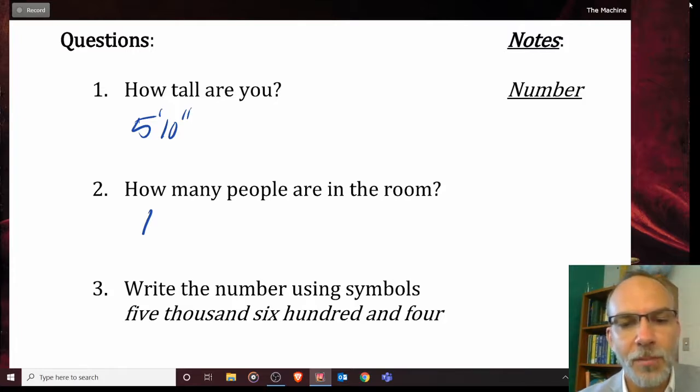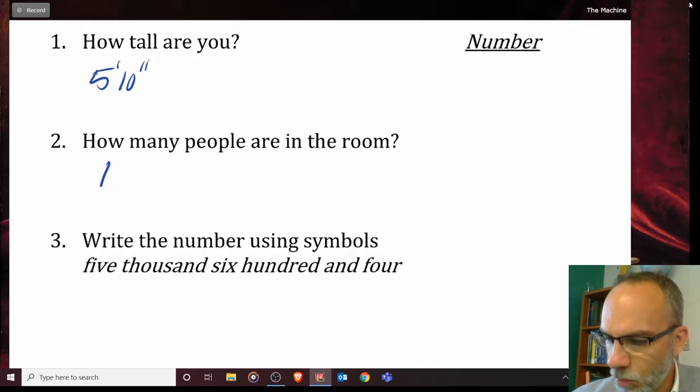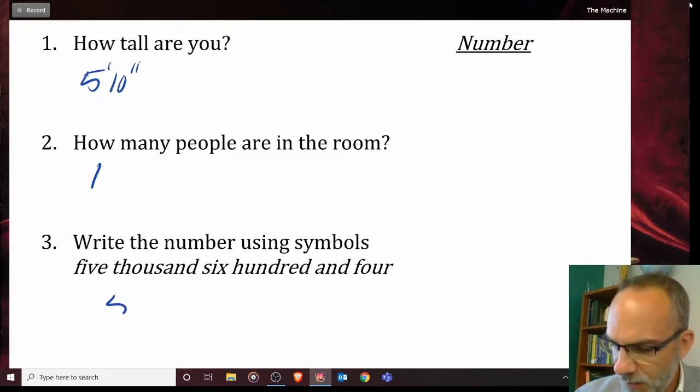Number three, write the number using symbols, 5,604. So that would be 5,600 and then no tens and then 4.